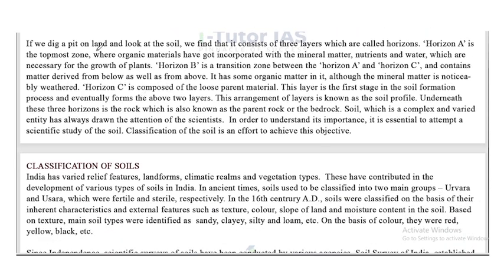If we dig a pit on land and look at the soil, we find that it consists of 3 layers. These layers are called horizons. Horizon A is the topmost zone. Here the organic materials have got incorporated with the mineral matter, nutrients, and water, which are necessary for the growth of plants.